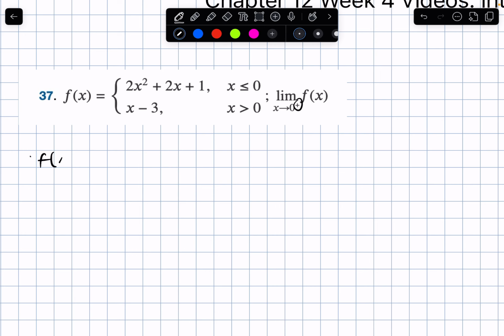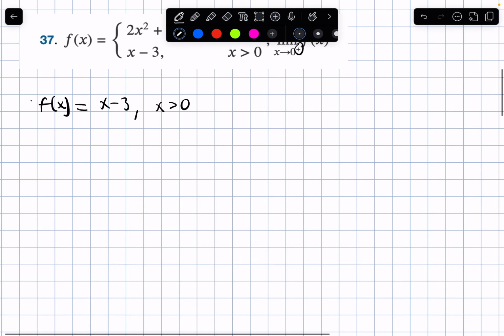Given that, f of x equals x minus 3 when x is greater than 0, because this is our right-hand limit, approaching from the right-hand side. What we're going to do is set up limit notation: the limit as x approaches 0 plus of f of x equals x minus 3. To solve limits like this, we can use direct substitution when it's a continuous function.